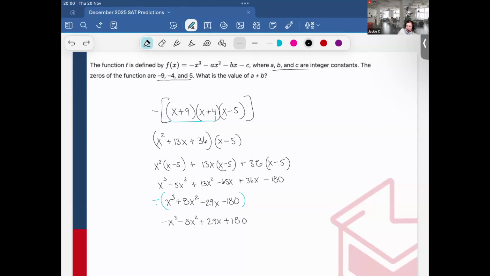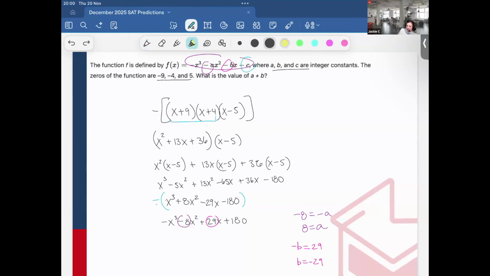And then we just start comparing this to our expression above. So I can see that negative 8 is equal to negative a, so therefore 8 is equal to a. Likewise, 29 is going to be equal to negative b, so negative b is equal to 29, so b is equal to negative 29. And if we want c, negative c equals 180.